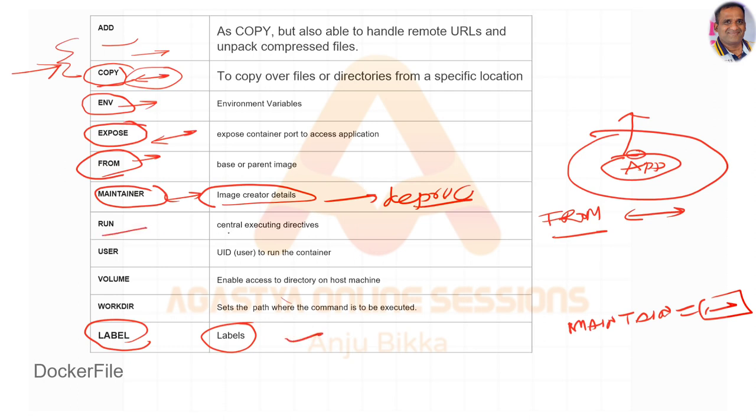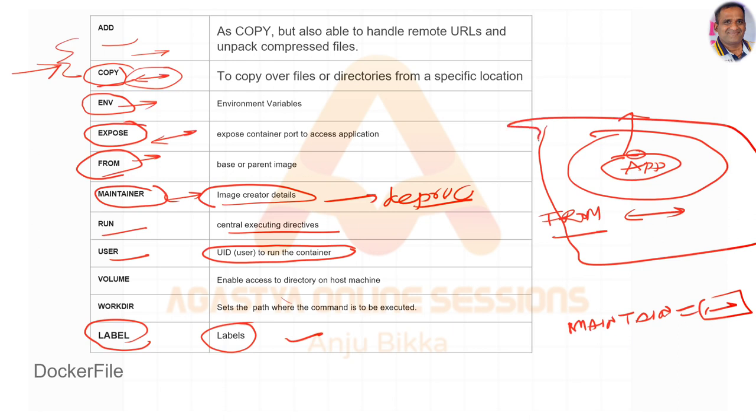RUN is the central executing directive. And USER specifies the UID of the user to run the container. Whenever you are starting a container in a system, you are not supposed to use root to run this container. You have to specify the right user who has the privileges. The VOLUME, we will discuss later; it enables mapping to a directory on the host. WORKDIR sets the path where the command should be executed. So all the commands we specify will be executed from this working directory. And then LABEL.